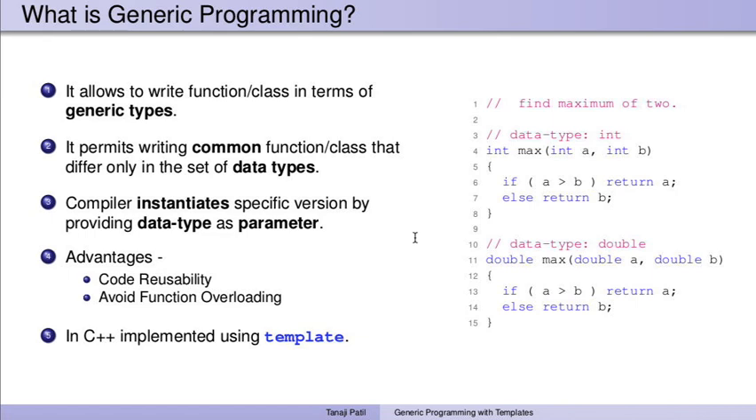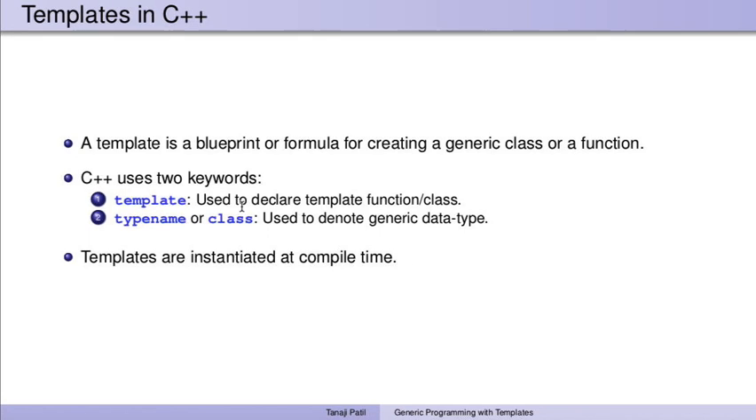So templates allow us to write code in which the data type is used as a parameter, and the compiler instantiates the specific version by providing the data type as a parameter. The advantages of this approach include code reusability. Also, there is no need to overload the functions manually. So generic programming is supported in C++ using the concept of templates. A template is a blueprint for generating classes and functions.